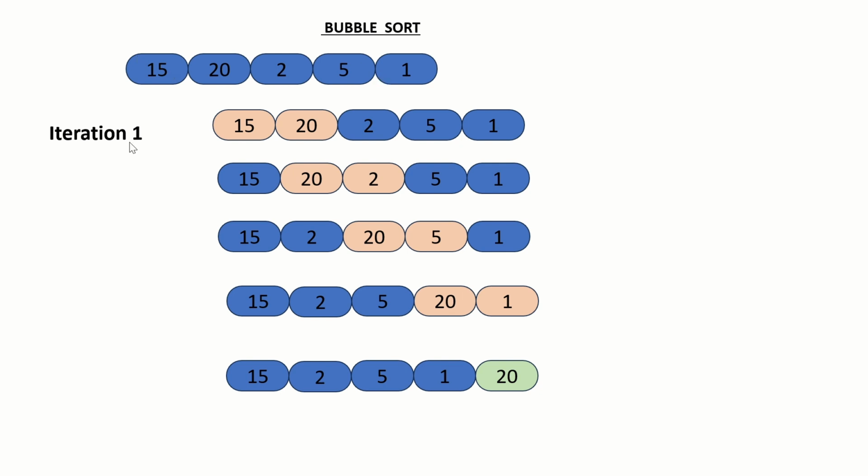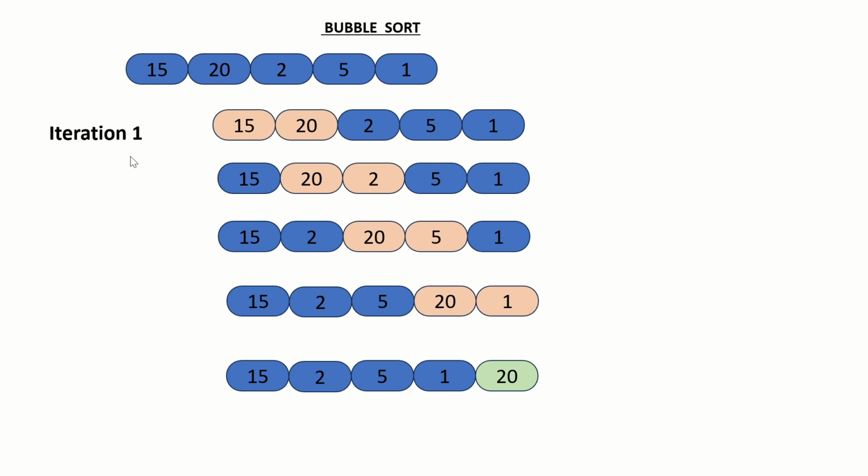There are five numbers, and so we have four iterations to sort this particular array. In iteration 1, the first two numbers, which I've given in orange, are compared. If the first number is greater than the second number, swapping happens. In this case, it is not so, so it retains as it is. Now, the second and third numbers get checked. The second number is greater than the third number, so 20 goes here and 2 comes here. Then 25, 5 goes here, 20 comes here. 20 and 1, 20 comes here and 1 comes here.